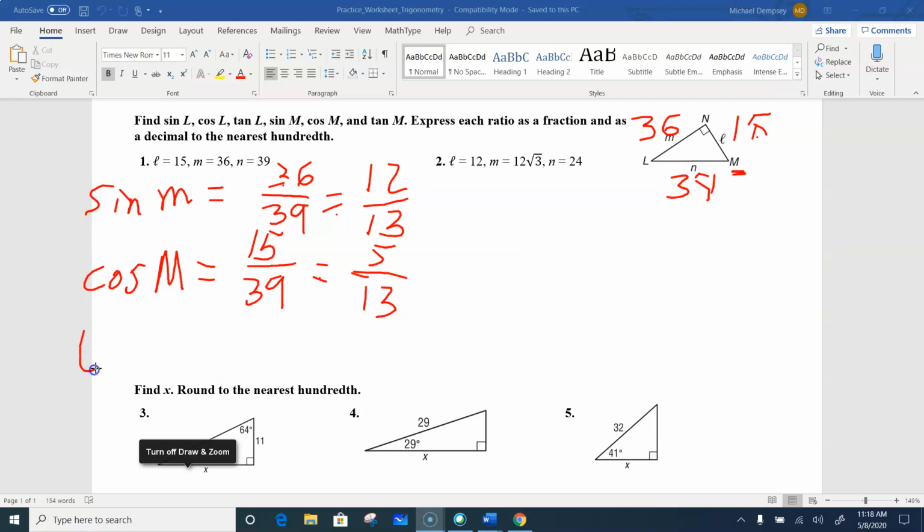And then tangent is going to be the reciprocal. Tangent of M will be the reciprocal of what we got when we did tangent of L. So at M, we want the opposite over the adjacent, so this time it'll be 36 over 15 instead of 15 over 36. Divide them both by 3, and we have 12/5 instead of 5/12 like we had previously.